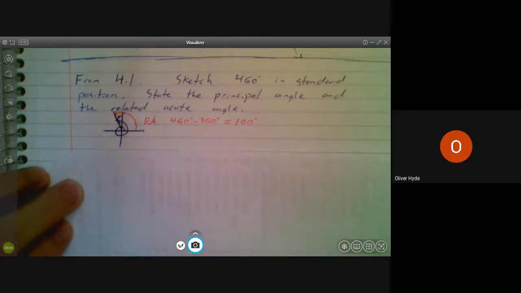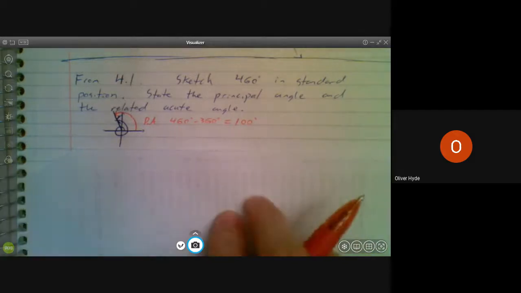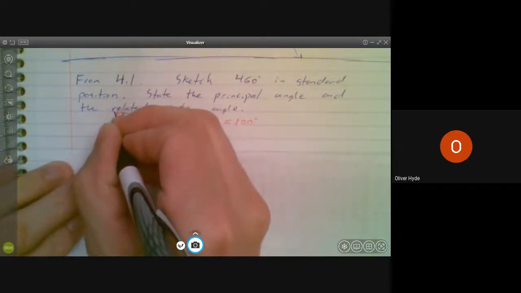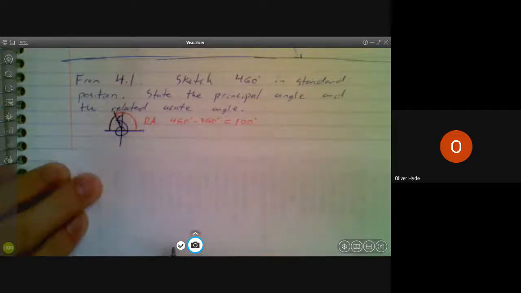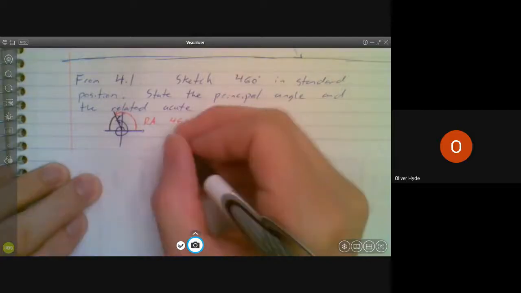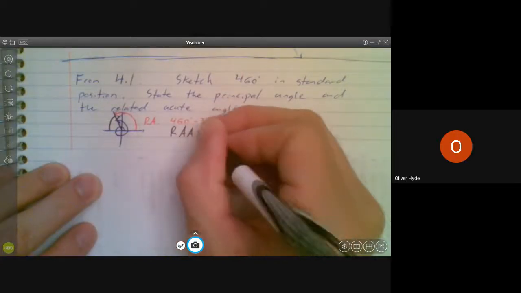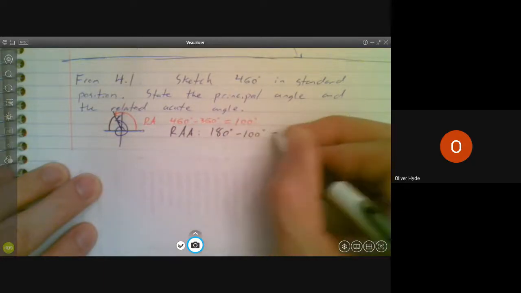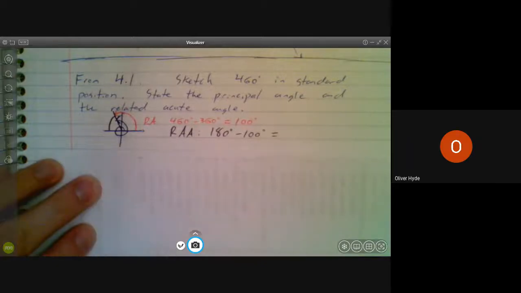The related acute angle, review your definition there, is the rotation to the closest x-axis. In this case, the negative x-axis is the closest x-axis. And if I've gone through 100 degrees and a half rotation is 180 degrees, then I know that my related acute angle is going to be given by the difference between 180 degrees and 100 degrees. In this case, the operation that you perform to calculate the related acute angle changes depending on what quadrant you are. But I wouldn't bother trying to memorize those operations. Just look at your sketch.